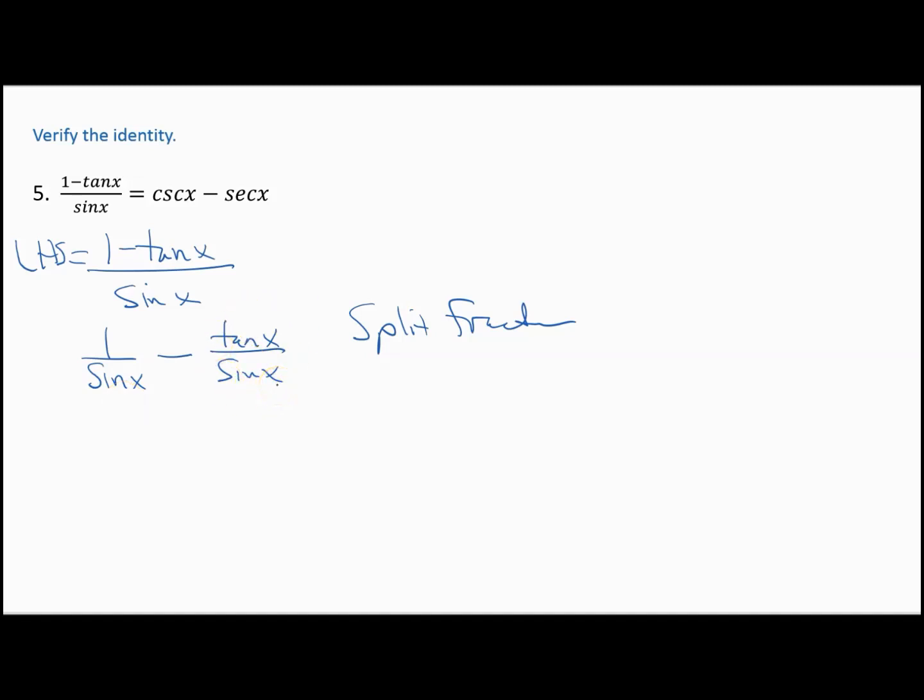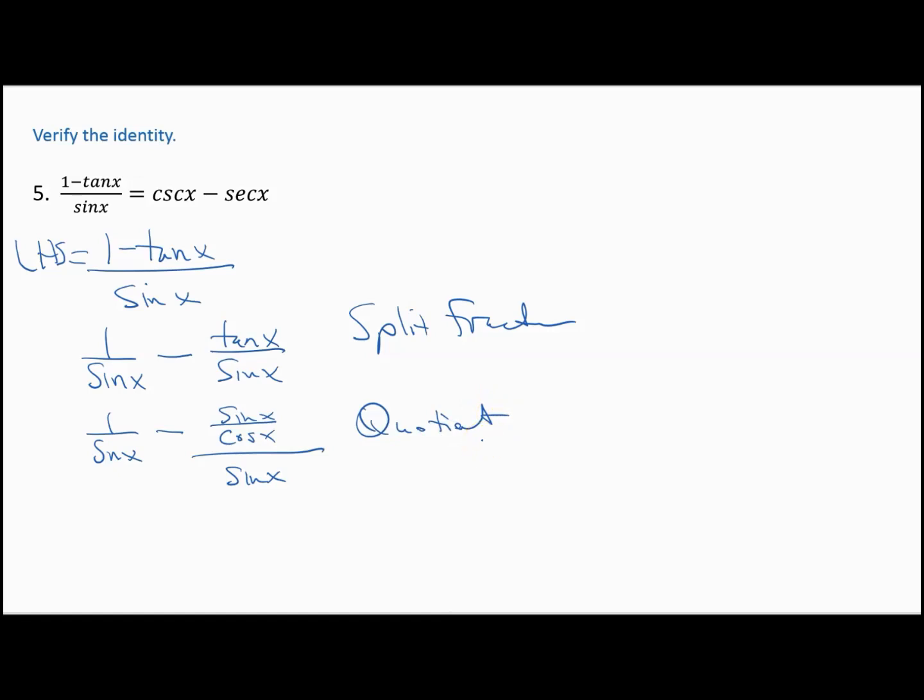Now is the time, I think, to turn everything to sine and cosine. So I've got 1 over the sine of x, which in the future is cosecant, minus tangent, I'm going to write as sine of x over cosine of x, and that's still over sine of x. Notice I wrote my fraction bar a little longer there. The original fraction bar I wrote longer, and there's my tangent. So what property did I use? Quotient.